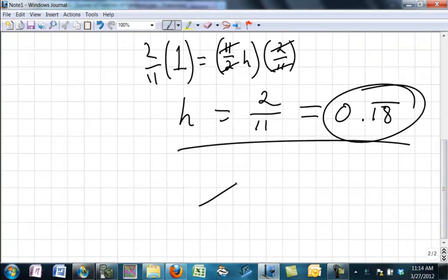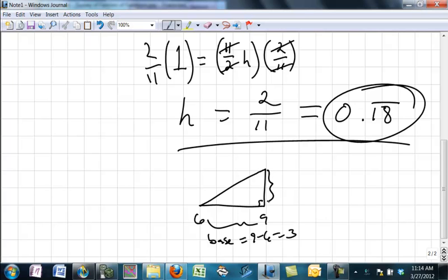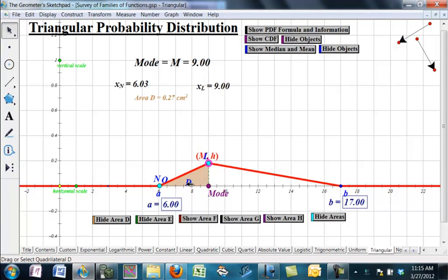We're finding an area that looks like this. It goes from 6 to 9. So that gives us a base, this time of 9 minus 6, or 3. And our height here is this same height here, 2 elevenths. And we want to find that area. You can see it more accurately sketched out over here. Okay, and so it's a base of 3 and a height of 2 elevenths.